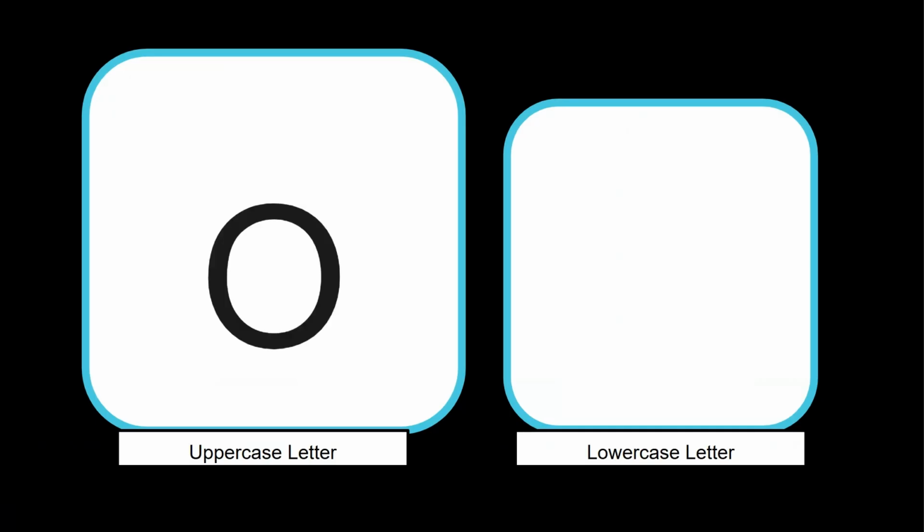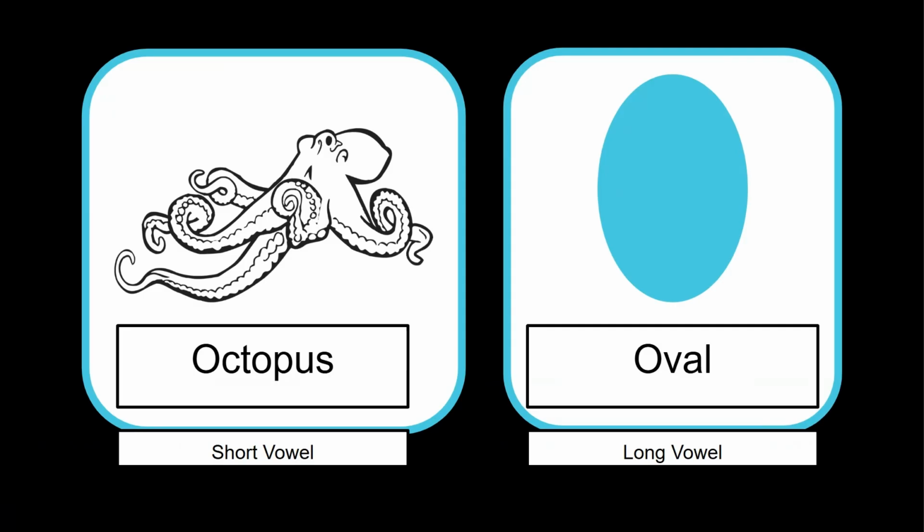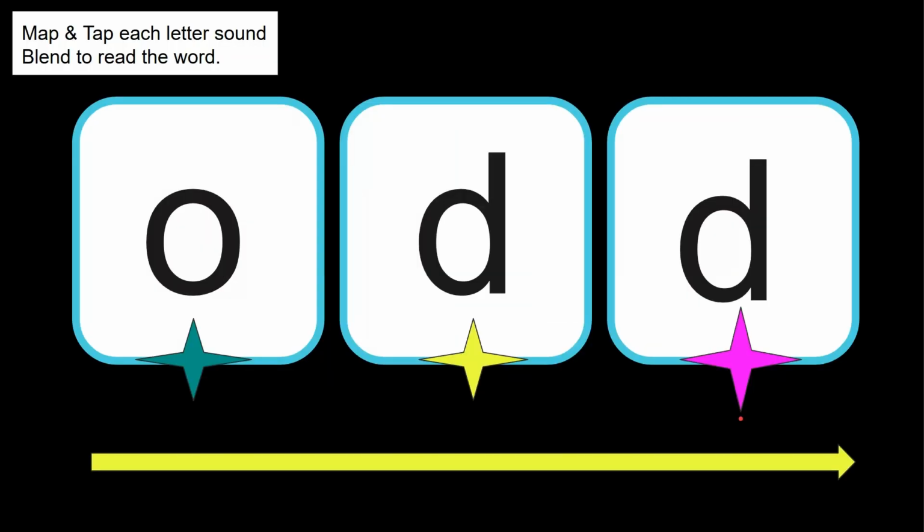Next we have the letter O. O. This is also a vowel. So remember, it's going to have two sounds. We have the short vowel sound right here, ah, just like in the beginning of octopus. And we have a long vowel sound where it's going to say its name, just like in oval. So let's decode with that short vowel sound. O-d. Odd.